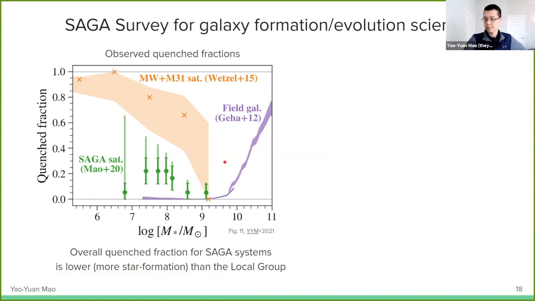and they are kind of lower than the Milky Way and M31 satellites. We found this in our first stage result, but now we have a lot more data. We still see the same trend persists. This is something interesting, and we are eager to investigate what this means.